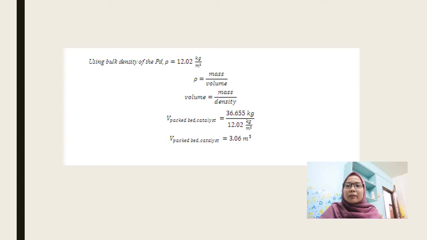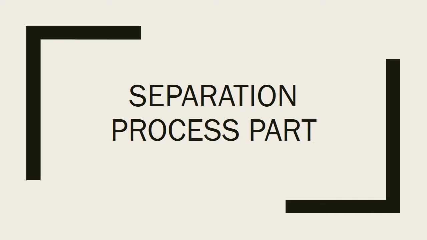Then we use the bulk density of Pd, which is 20.02 kg per meter cube. We know that density is equal to mass over volume. So to find the volume of the catalyst bed, we need to divide the mass of the catalyst by the density. We get the volume of the packed bed catalyst is 3.06 meter cube.